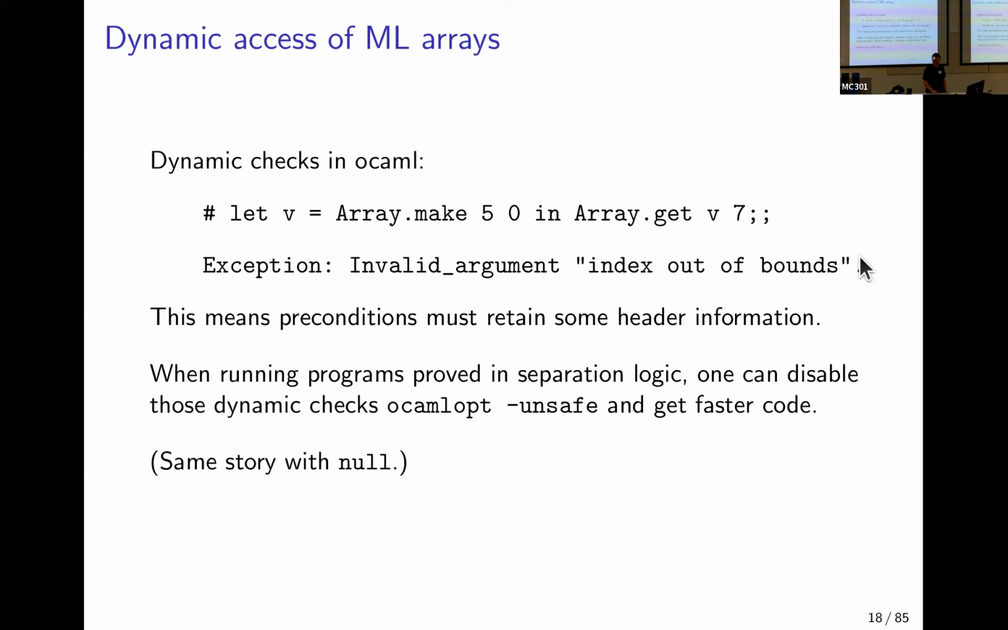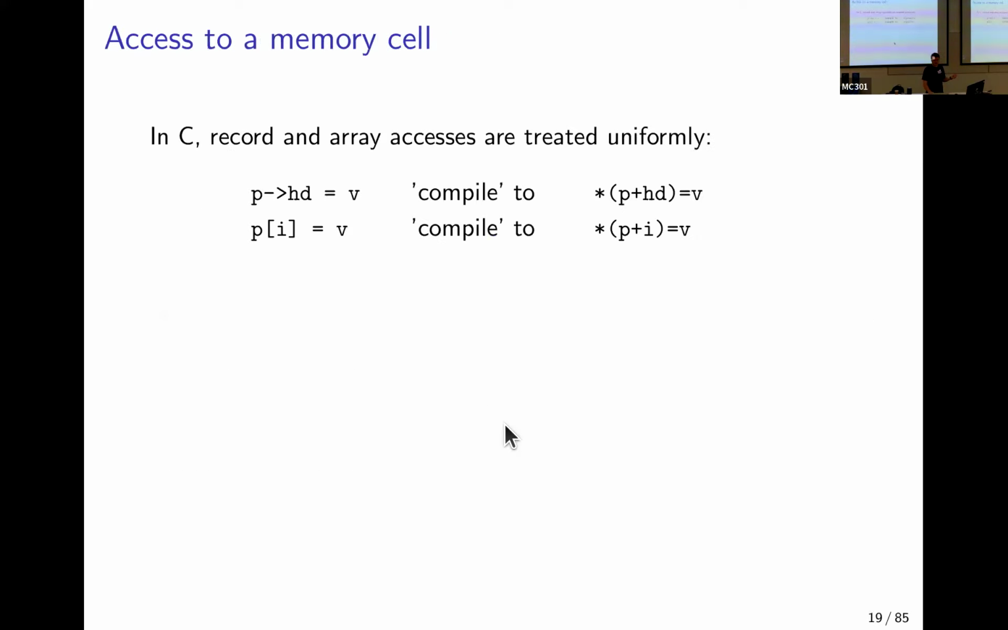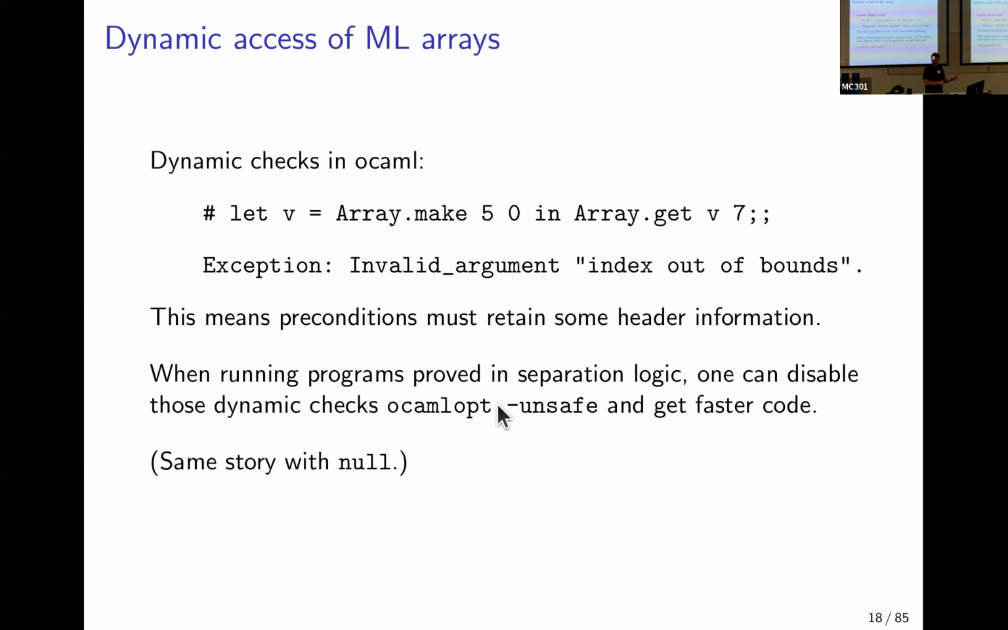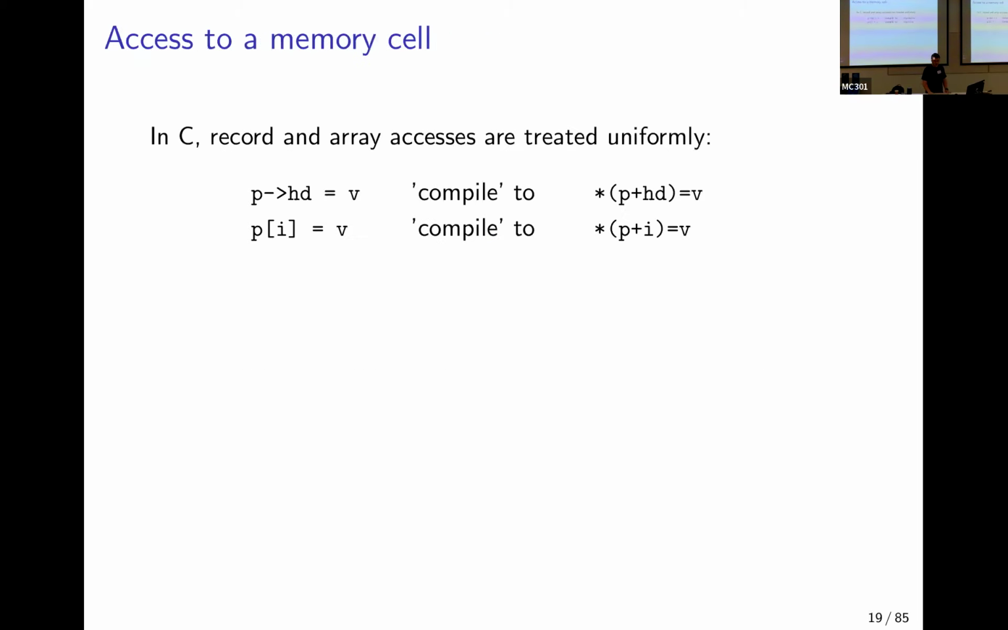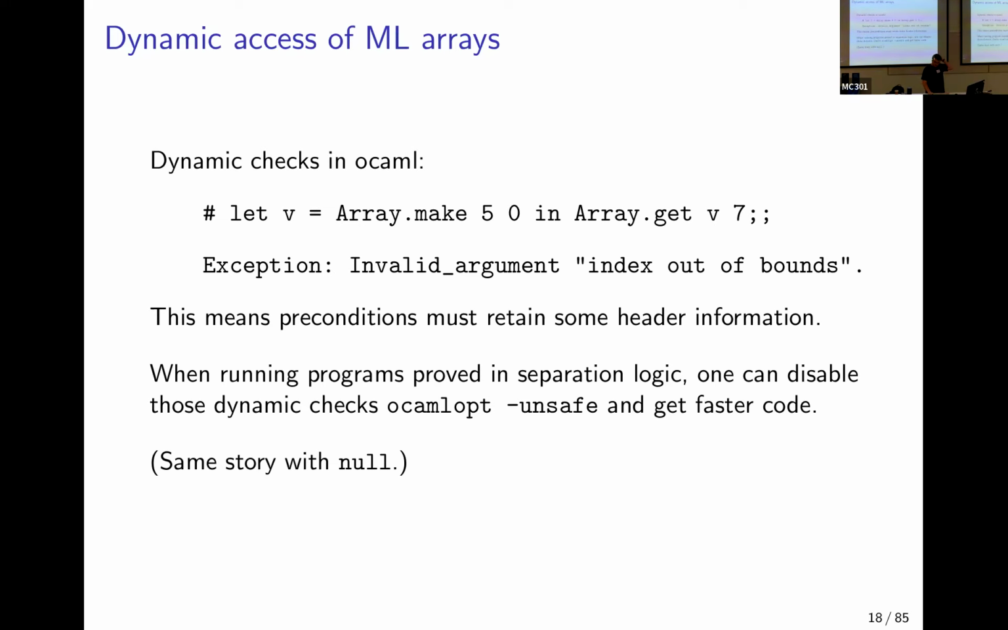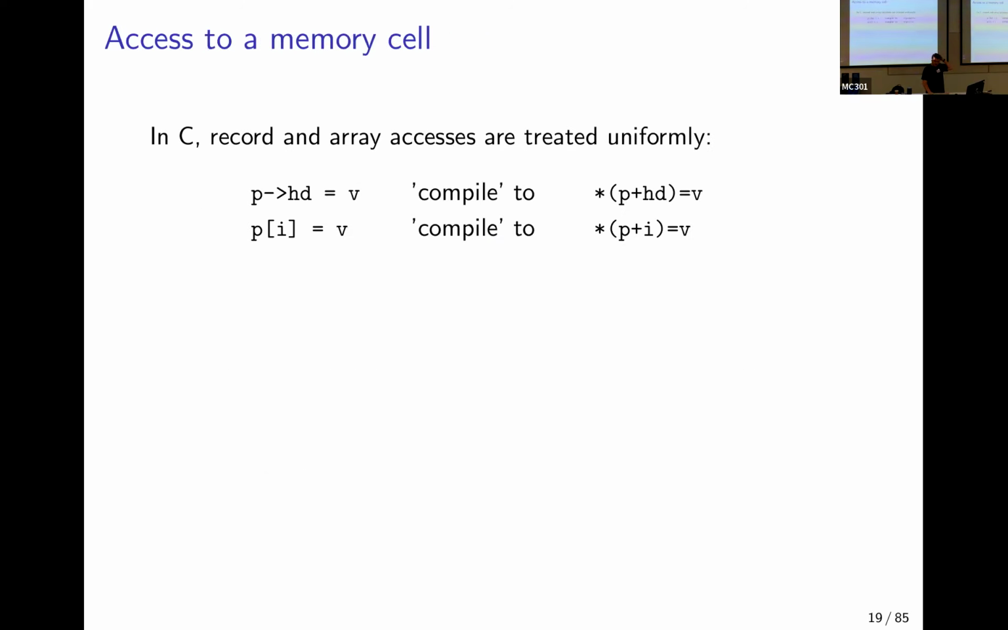However, if you're proving your programs in separation logic, you know that you don't have out of bounds errors, because you've proved all your programs. So you could remove those bound checks, and when you prove your program, you can use ocamlopt -unsafe and get slightly faster code. It's the same if you had null in your programming language. If you proved your program won't dereference it, you can remove a bunch of things from your functions, a bunch of null checks.